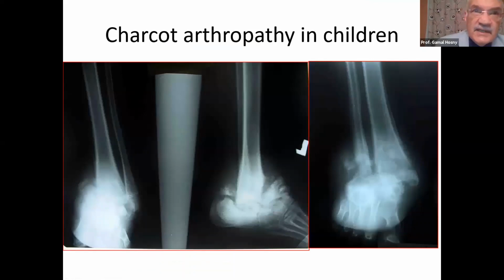I'm going to give you an example of these difficult problems, which are difficult to treat by the conventional methods, by internal fixations. We have this child, she's 10 years old with juvenile diabetes. And she had Charcot ankle on both sides. Look, dislocated ankle. Look at the Charcot joints, soft tissue destruction. She's 10 years old.